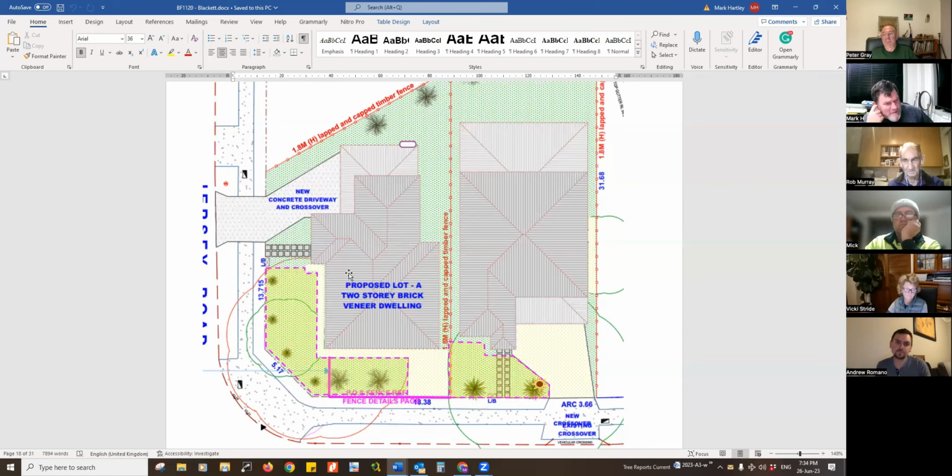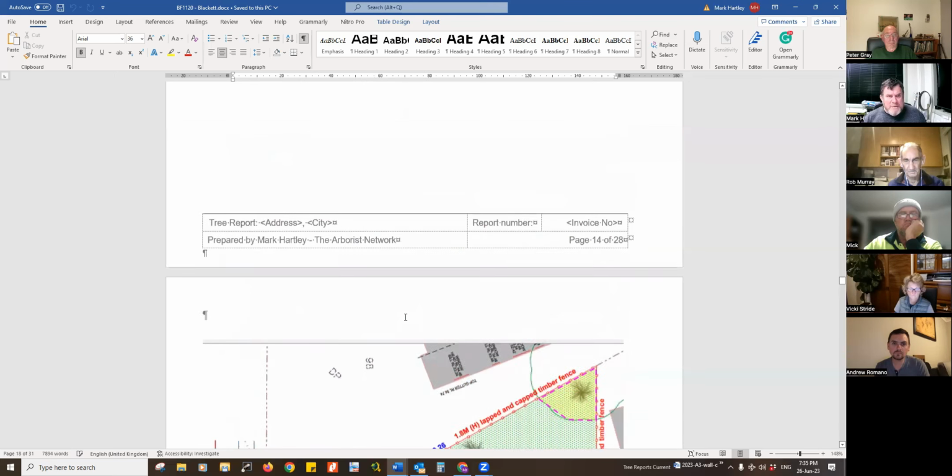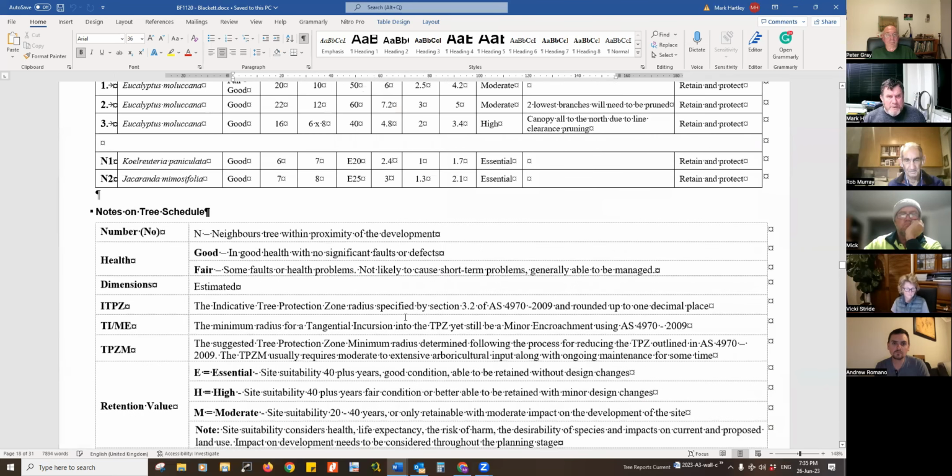So yeah, I've come up with a practical solution here, Peter. This is the tree protection zone. This is the load sharing surface through here. I've suggested that anywhere they're going to excavate within 12 times trunk diameter of the tree, they excavate the edge. I've got it up here. It's marked up.